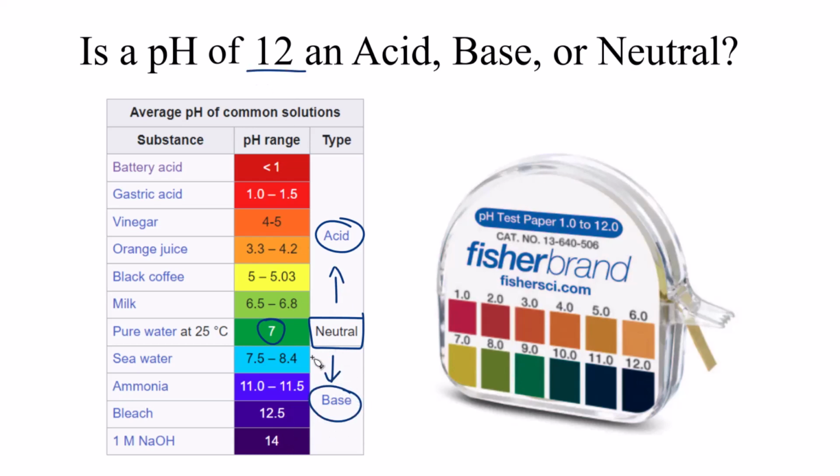So pH at 12, that's above 7. That's going to be a base, so it'll be a basic solution. Something like a pH at 12, it's like bleach, for instance, so fairly strong.